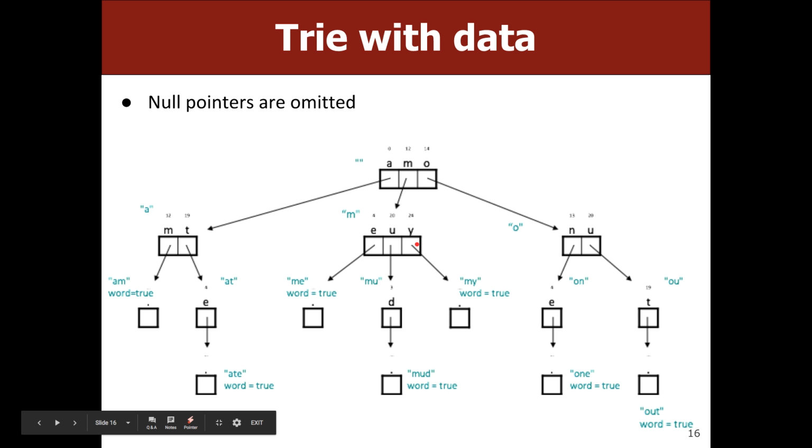If we were trying to see if ONCE is a word in our lexicon, we would go O and then N, and then the C pointer is null, so we'd say ONCE is not a word in our trie.